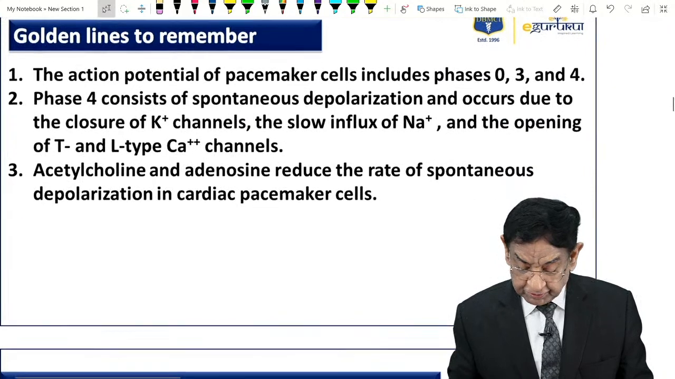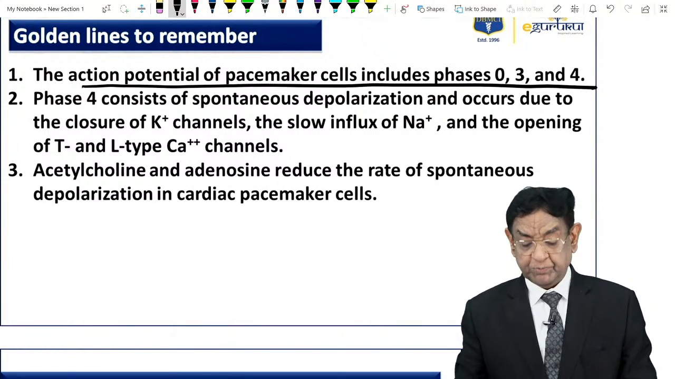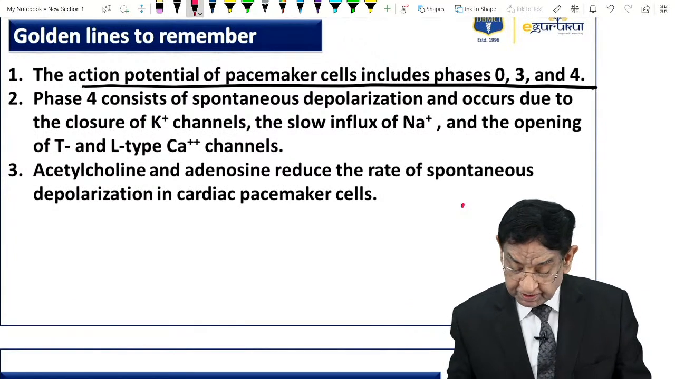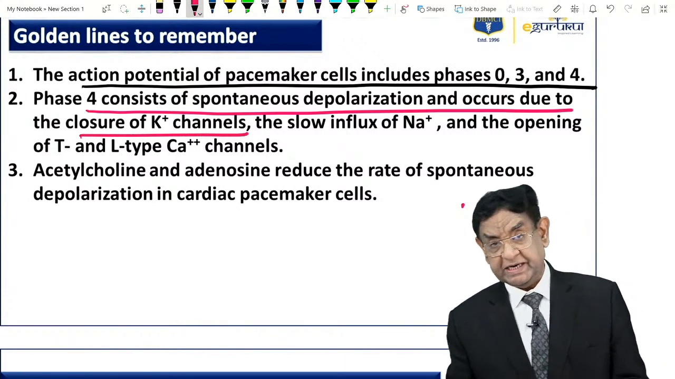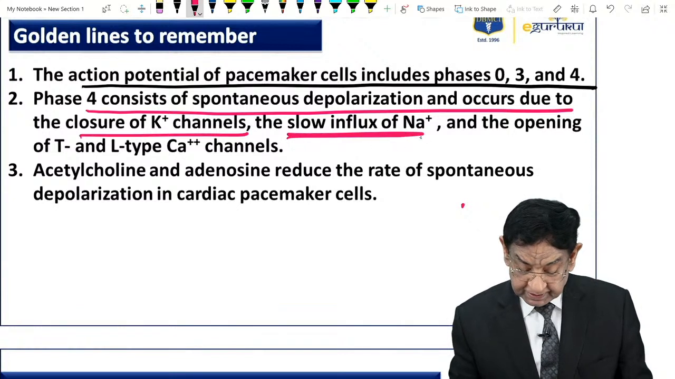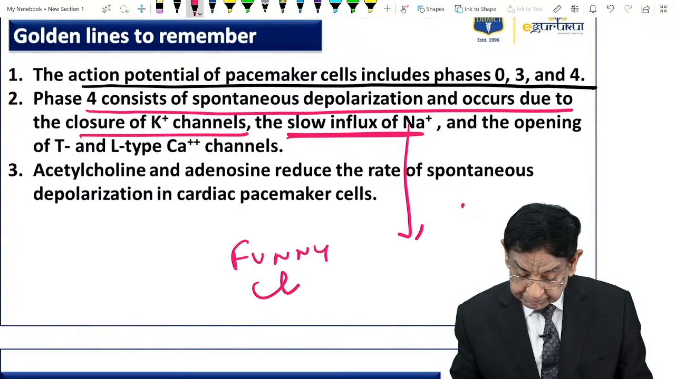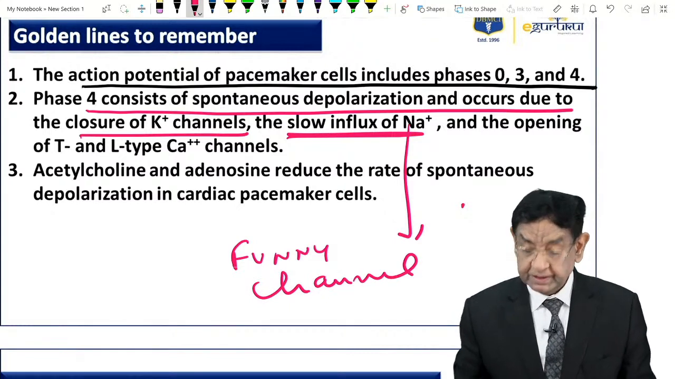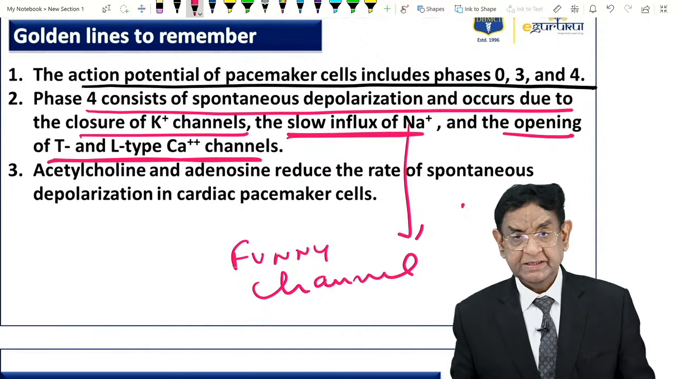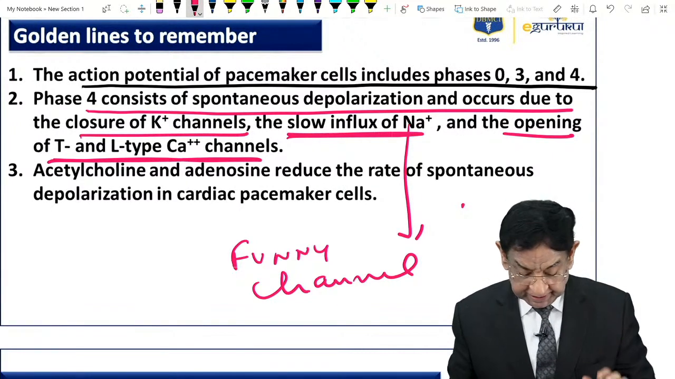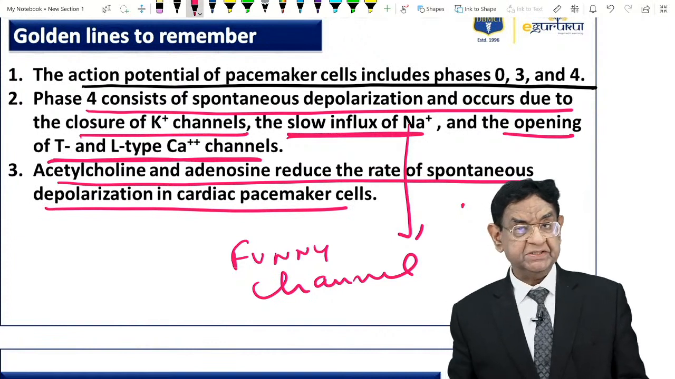Now the golden line to remember. The action potential of a pacemaker cell includes phase 0, 3 and 4. This point I mentioned in the previous question also. Phase 4 occurs due to spontaneous depolarization, and this is due to closure of potassium channels and slow influx of sodium via funny channels. And later, in the later phase of depolarization, there is opening of the T and L type calcium channels. But this occurs in the later phase of the depolarization. Acetylcholine and adenosine reduce the rate of spontaneous depolarization of cardiac pacemakers.